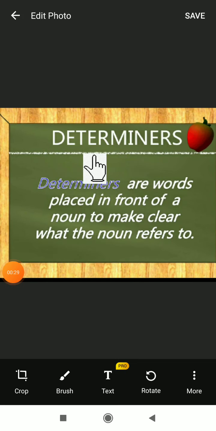So here, determiners. Determiners are words placed in front of a noun to make clear what the noun refers to. Understood? Determiners are those words which are placed in front of the noun, to make clear what the noun refers to. What that particular noun is, what it was referring to. For showing that, we are using determiners. Okay.